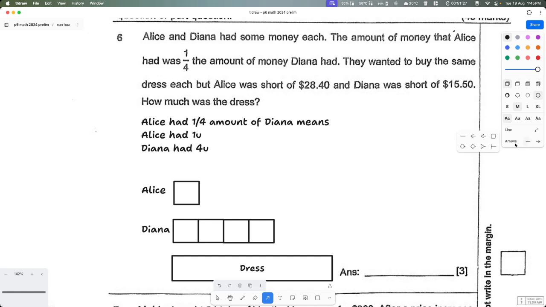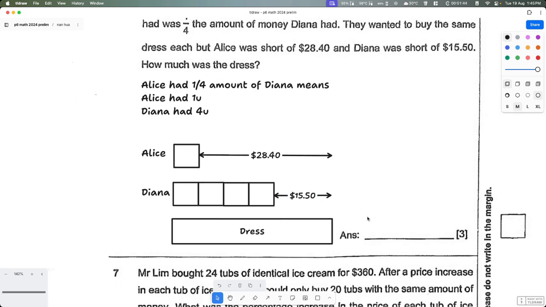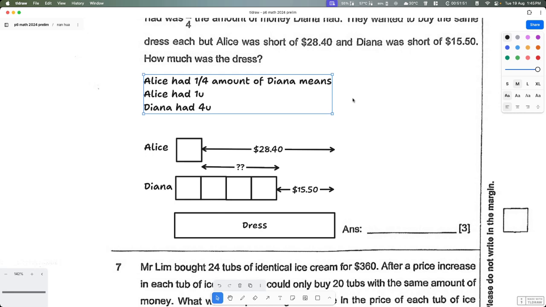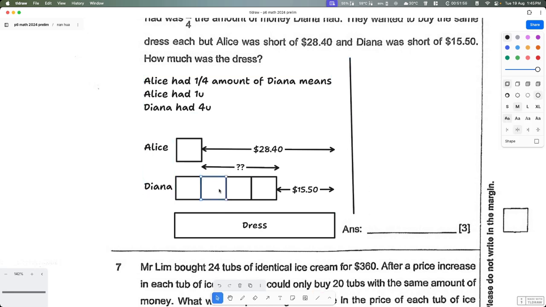I'm going to draw the arrow of $28.40. So this is the dress. Then also for Diana, she was short of $15.40. I think you can probably guess this right over here. With that said, that means we are getting 3 units over here, 1, 2, 3, and then we can see how much the dress is.